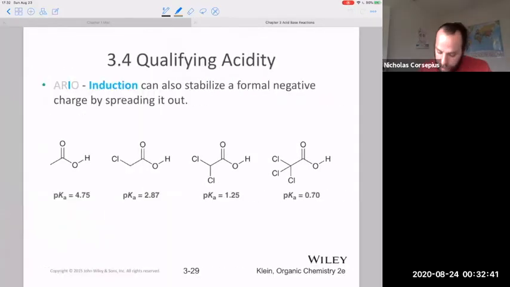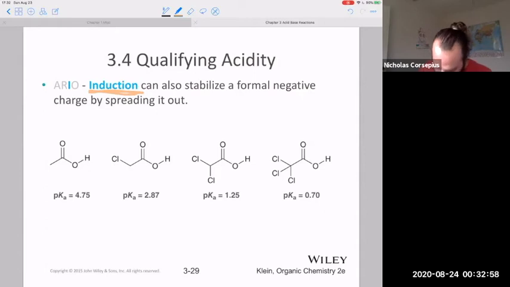So now induction. What does that mean? So induction is an ability of an electronegative atom to stabilize charge, okay? Kind of like pulling electron density onto itself. So I think the best way to illustrate this is with an example.